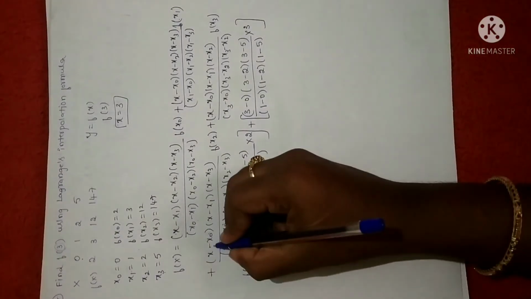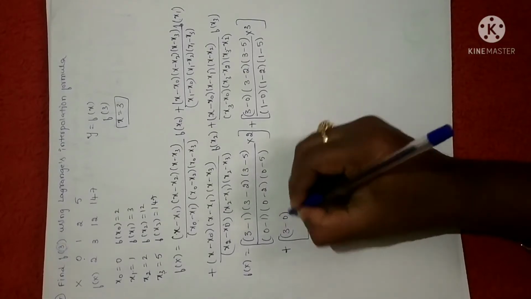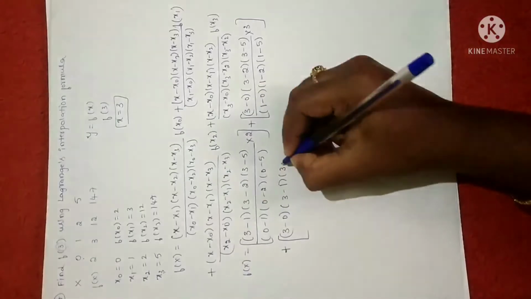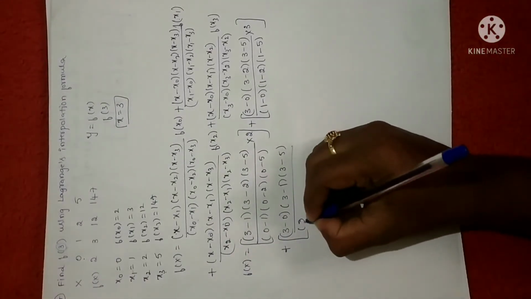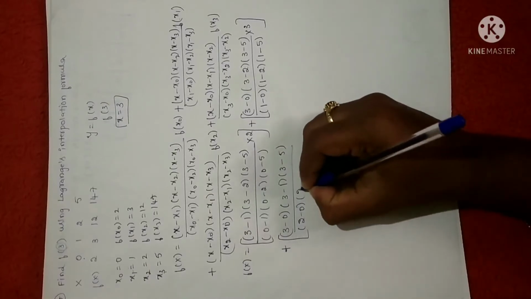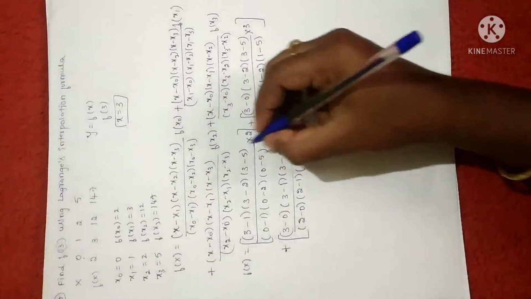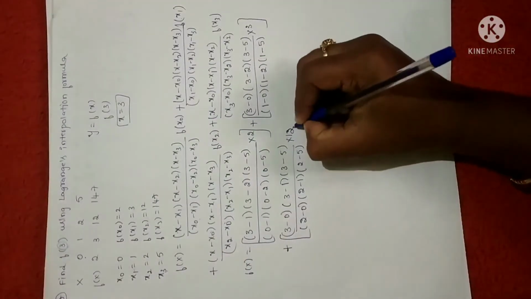Plus third term, x is 3. So 3 minus x0 is 0. Again x is 3 minus x1 is 1. x is 3 minus x3 is 5, divided by x2 is 2 minus x0 is 0, x2 is 2 minus x1 is 1, x2 is 2 minus x3 is 5, into f of x2 is, f of x2 value is 12.